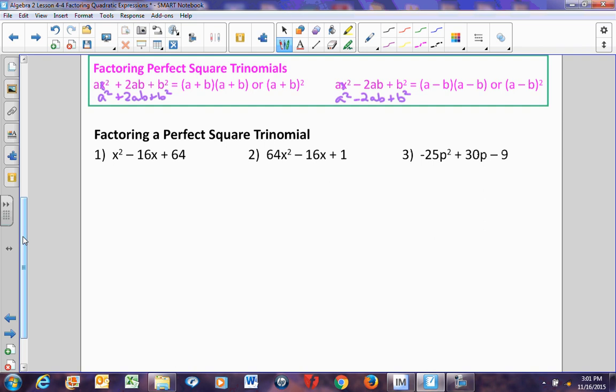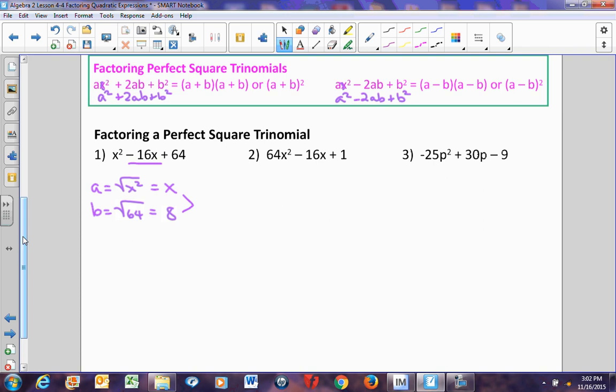For example, if I was to look at x squared minus 16x plus 64. Right? If we fit into these formulas, my a term is going to be the square root of x squared, which is just x, and my b term is going to be the square root of 64, which is 8. Is my middle term 2 times a times b, or the opposite of 2 times a times b? Well, a times b is 8 times x, which is 8x, times 2 is 16x. My middle term is negative 16x, so it works. This is a perfect square trinomial.